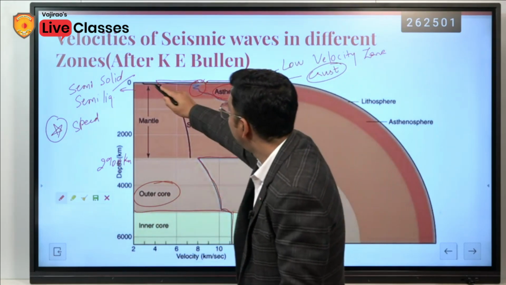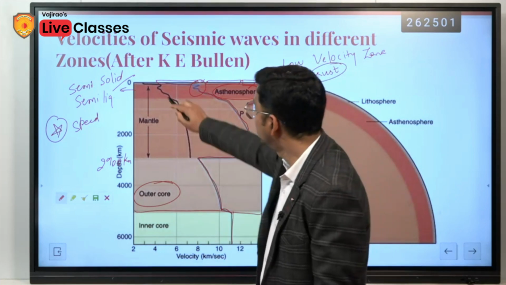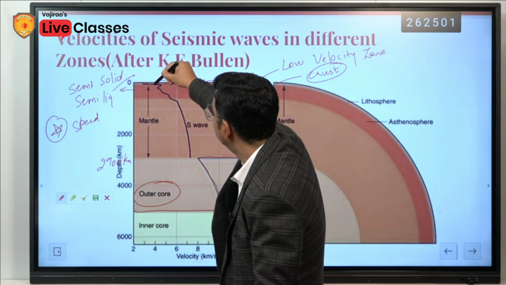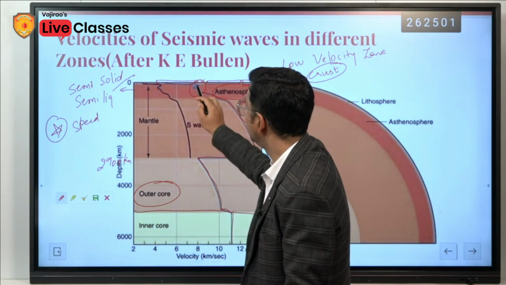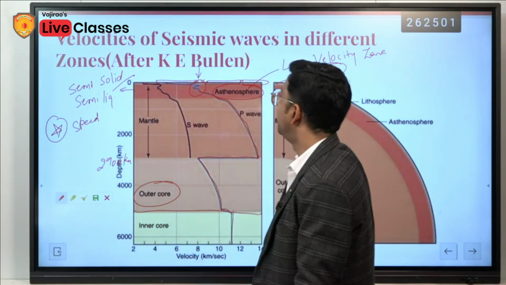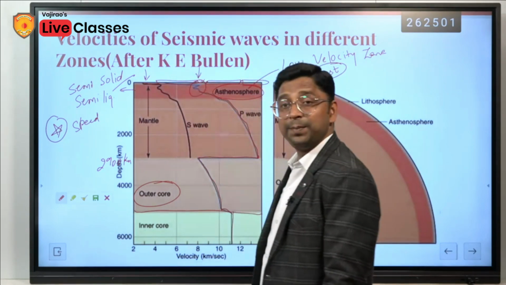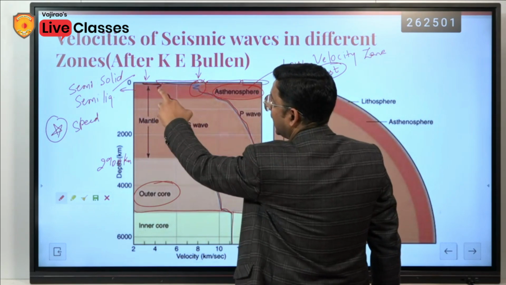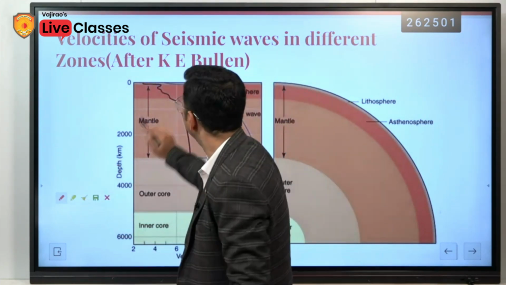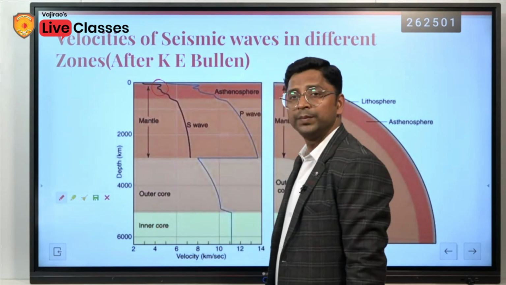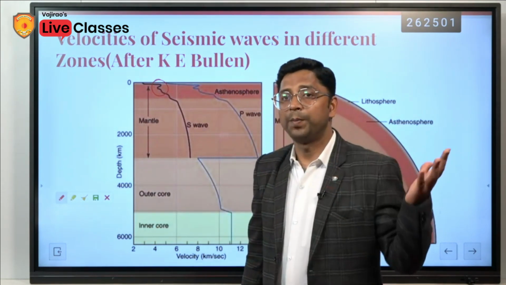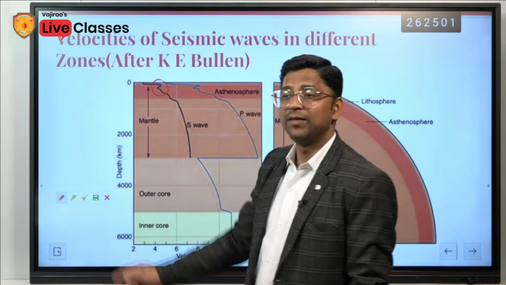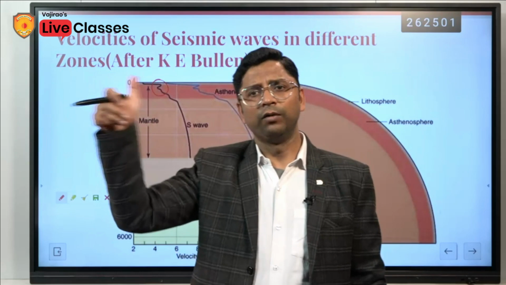Now we will see about S waves. This is the line for S waves. You can see this is the curve. S waves started, and the speed is less than P waves. When S waves started, again the speed is reduced. You can see here the speed is reduced. So the scholars opined, and gave their ratification, that yes, this is the low velocity zone.